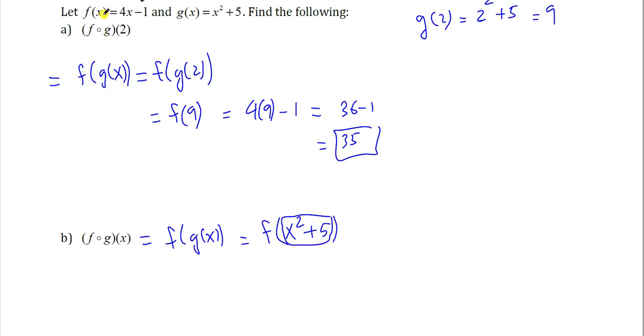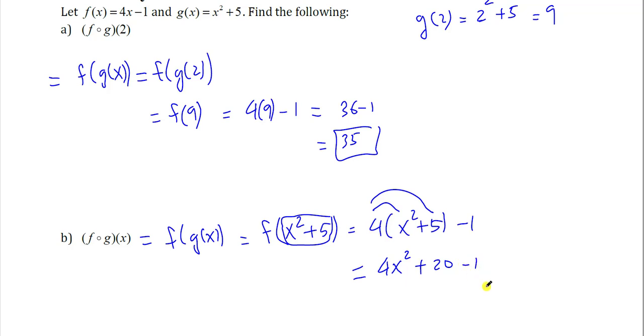We have the function f of x to be 4x minus 1. Now f of this thing should be equal to 4 times this thing, minus 1. 4 times this whole quantity minus 1. Because f of x is 4 times x minus 1. So f of this thing is 4 times this thing minus 1. We just follow this formula right here. So do the distribution right here. 4 times x squared is 4x squared plus 4 times 5 is 20, and minus 1.